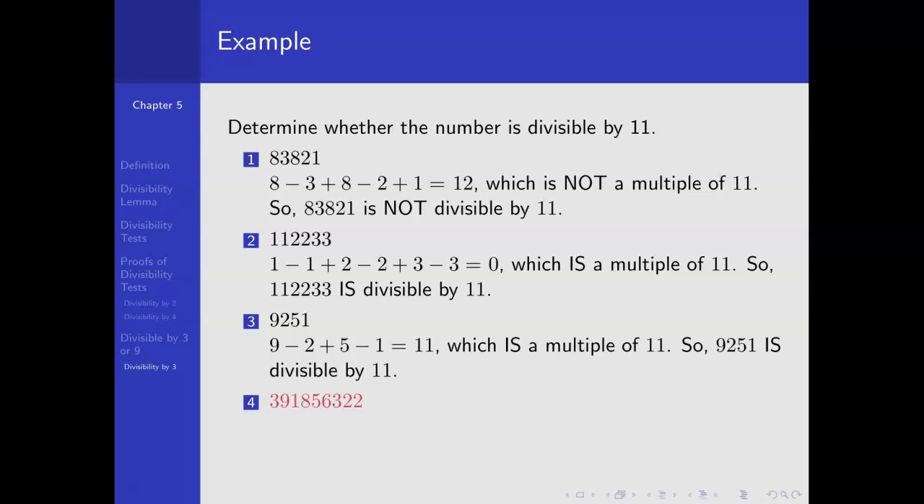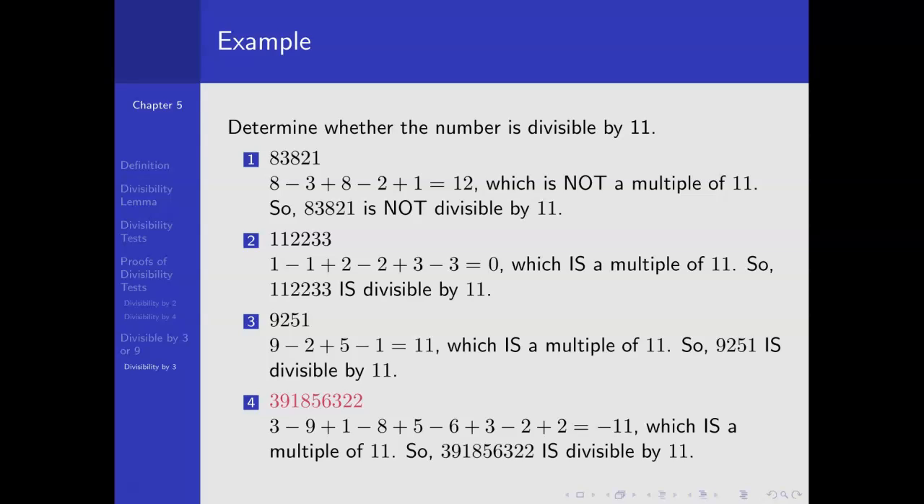And now moving on with our divisibility by 11 test, we get 3 minus 9 plus 1 minus 8 plus 5 minus 6 plus 3 minus 2 plus 2, and we end up with negative 11, which is a multiple of 11. So 391,856,322 is divisible by 11.